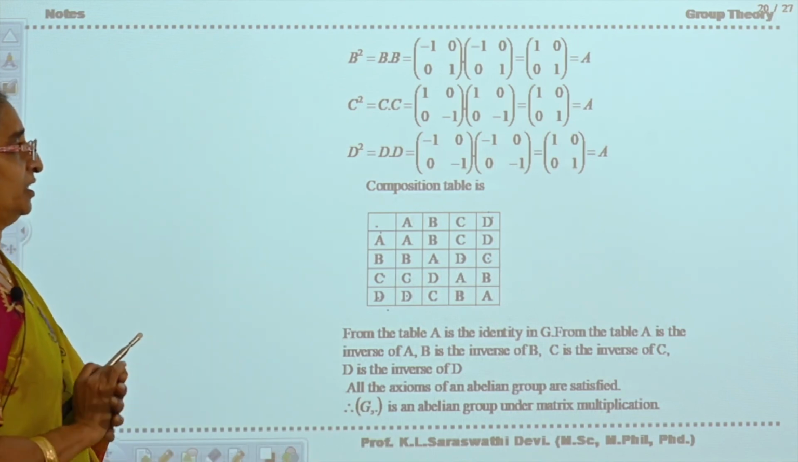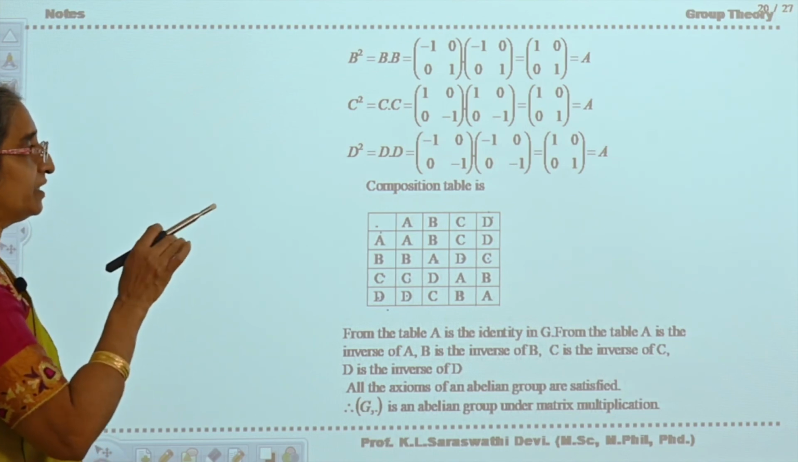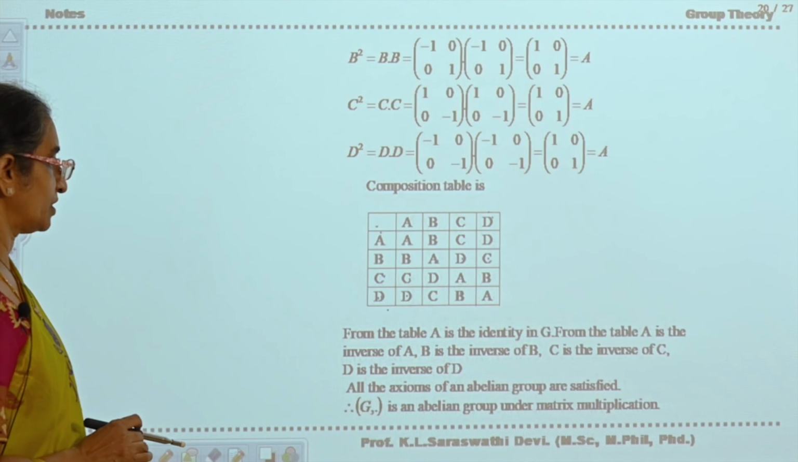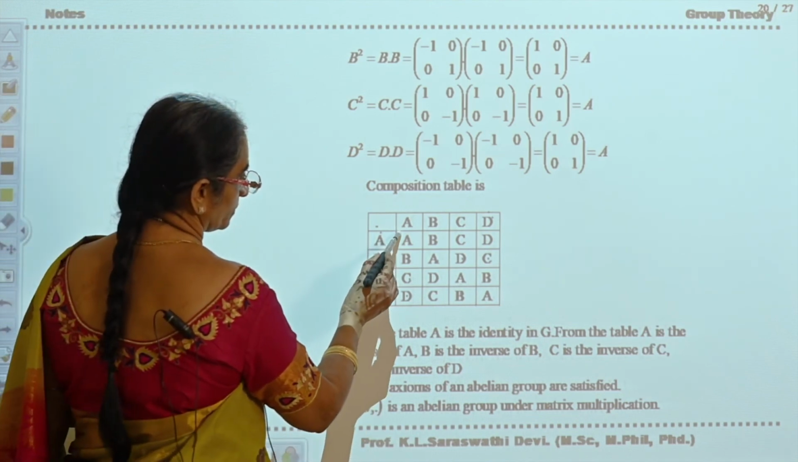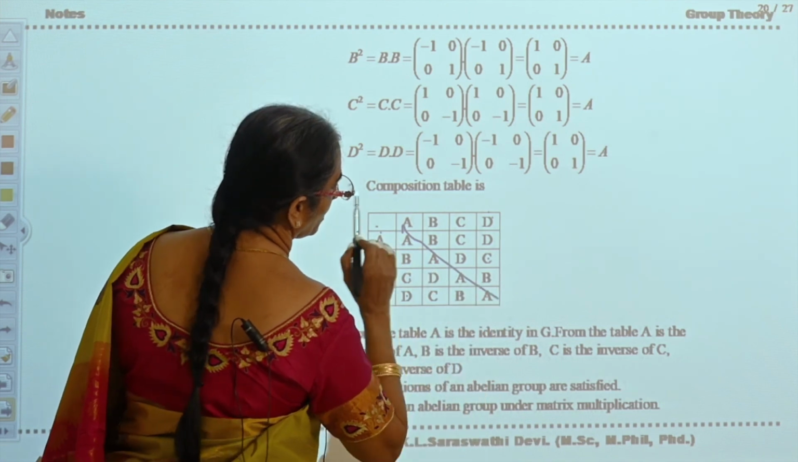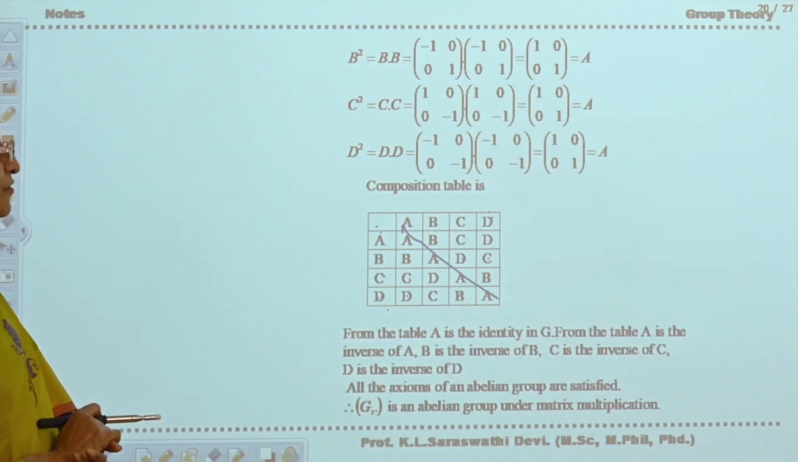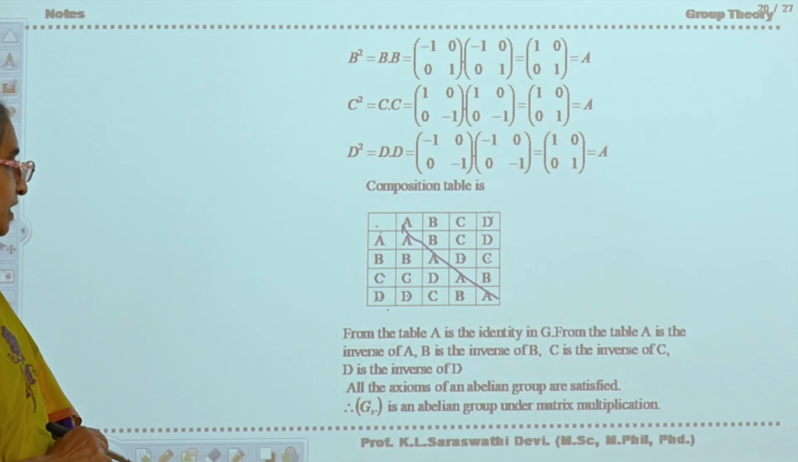Now, to observe this, you calculated the matrices and you have written here with respect to multiplication. If you see the table, all the diagonal elements are A. That means every matrix is inverse to itself. Is it or not? They are unity. In the previous example you have seen.